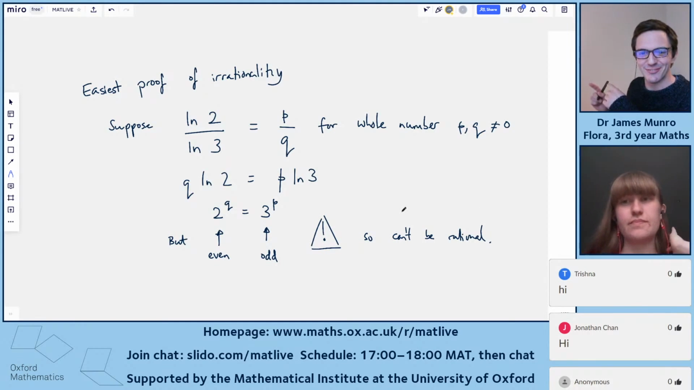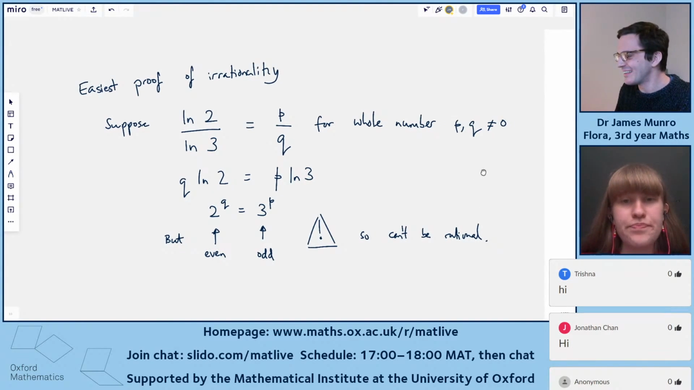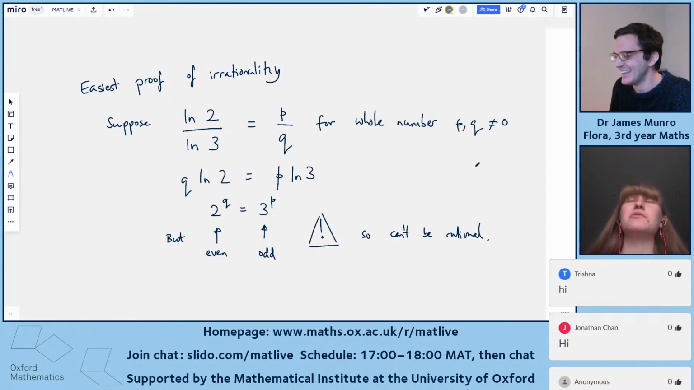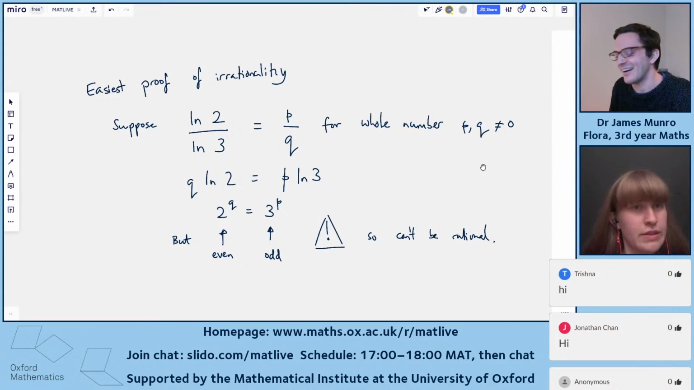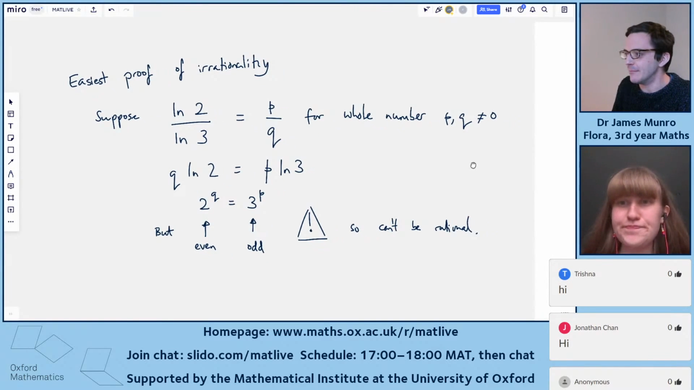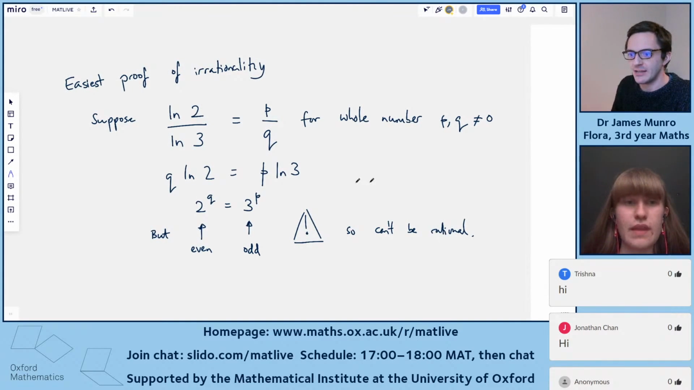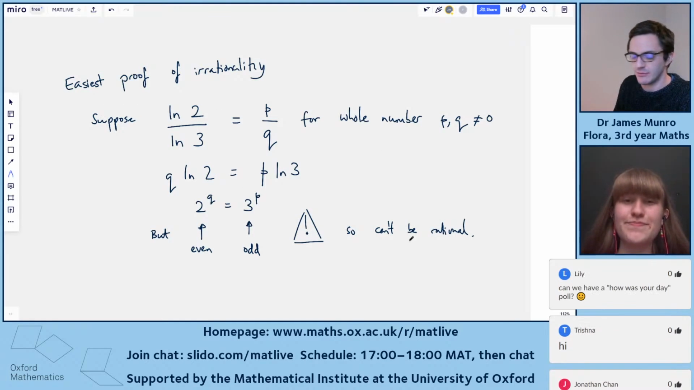Had you seen this before, Flora? I'm not sure that I've seen this exact proof before. It's hard to remember. I've seen that many proofs at this point. Okay. I really liked learning this at university as a slightly faster proof of irrationality. And it's got that structure of proof by contradiction, where you suppose something's true. Yeah. It turns out, oh no, disaster.